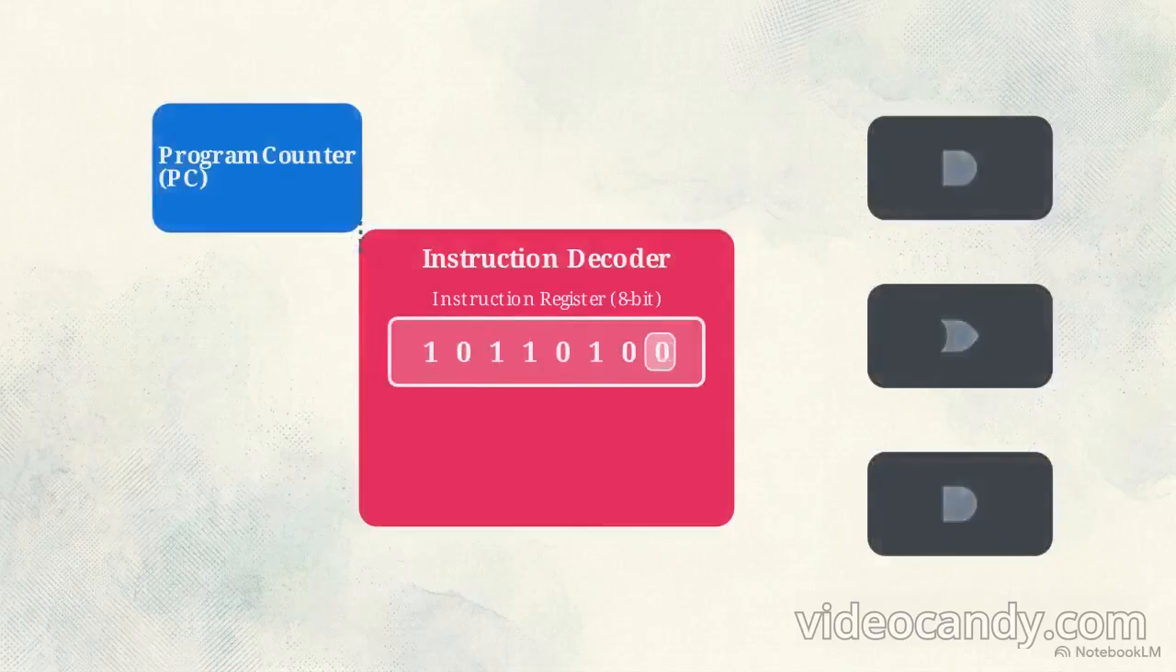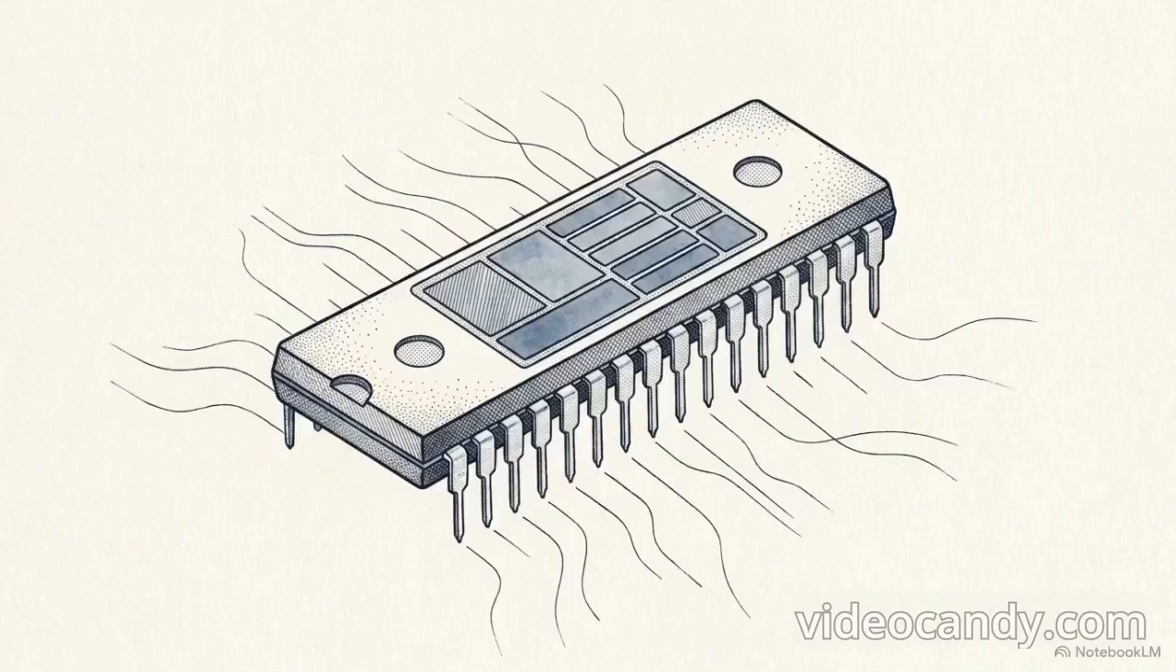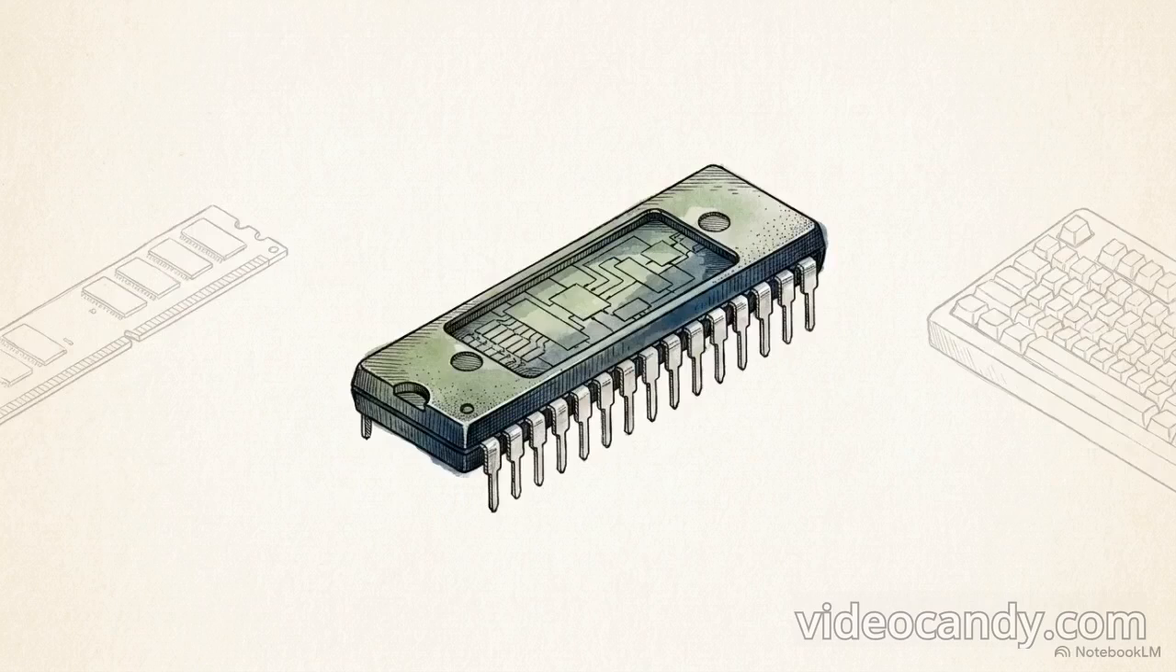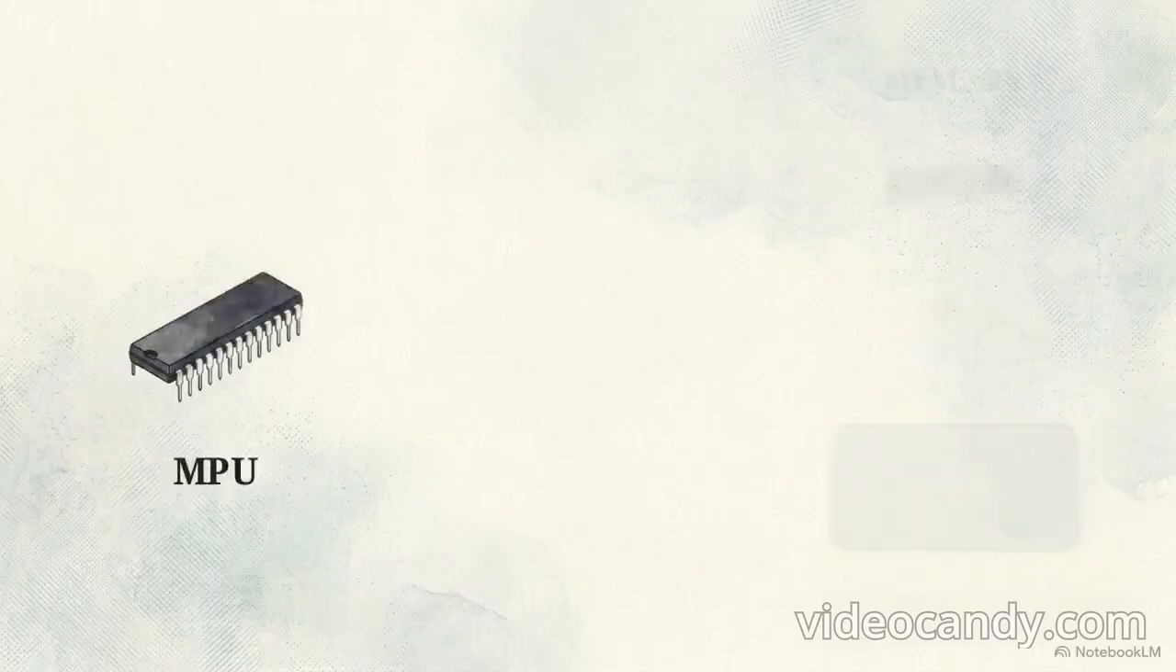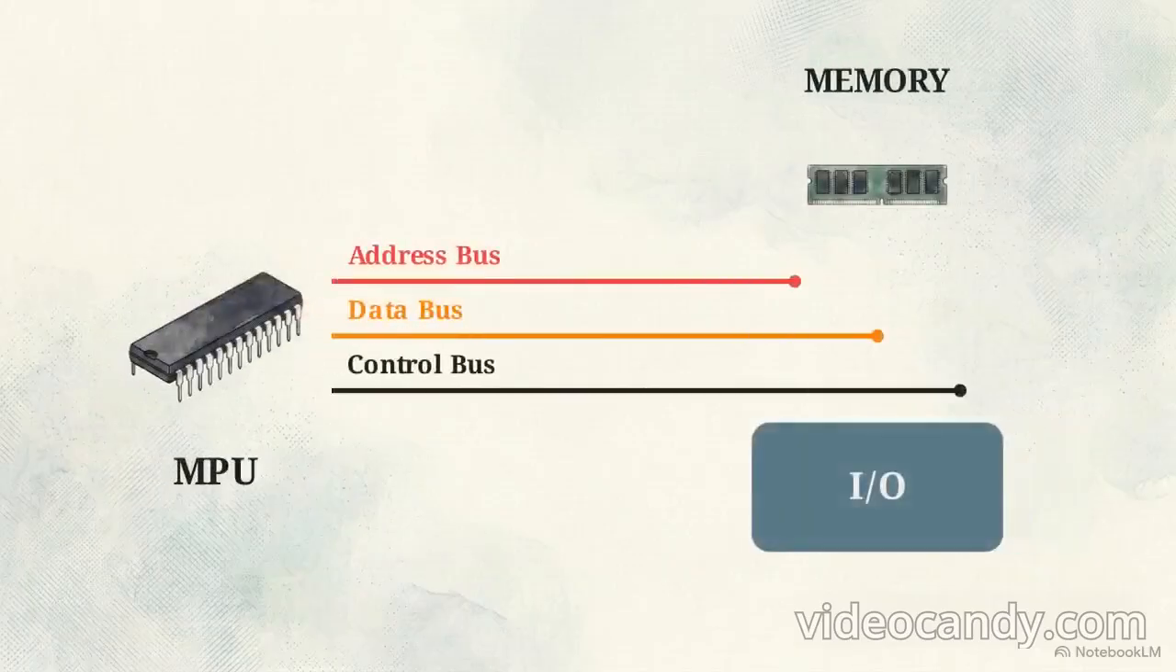Once the program counter fetches an instruction, it is sent to the instruction decoder. This circuit interprets the binary code and triggers the timing and control signals needed to drive the ALU. Notice the limitations of this design. The microprocessor unit is strictly a compute engine. Isolated on its own, it contains no permanent program memory and has no physical way to interact with external devices. To make the MPU functional, it must connect to external memory and input-output peripherals.